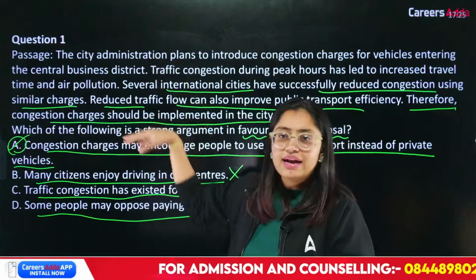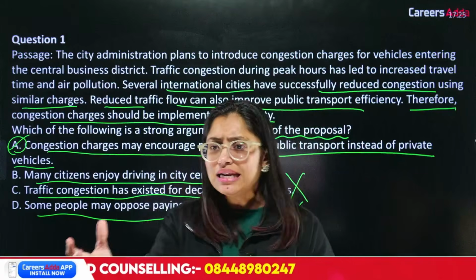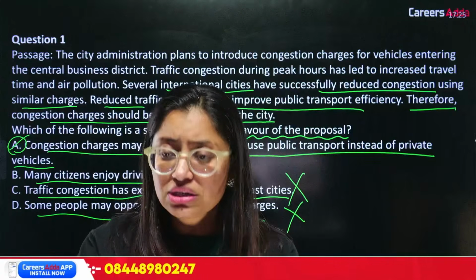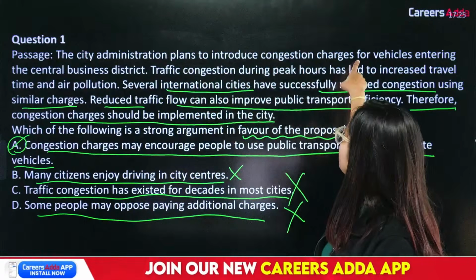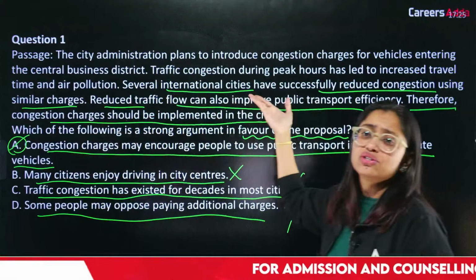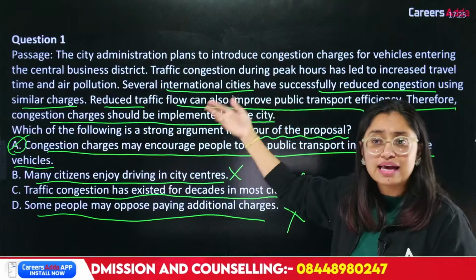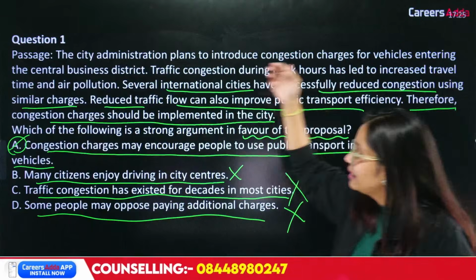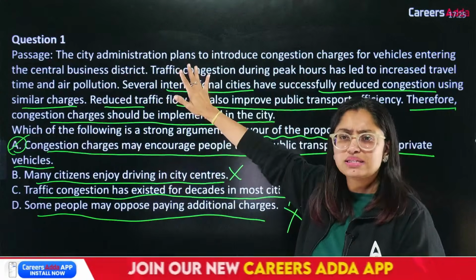So first we read the passage, we got an idea what the author wants to say. The author clearly wants to implement the congestion charges, and he's giving reasons for that. International cities have done it. Reduced traffic can help public transport. It should be implemented because it is going to reduce the air pollution. So all these things are mentioned, right?